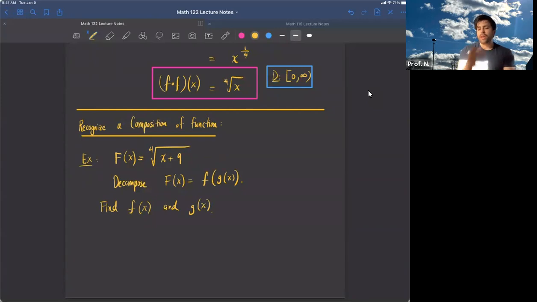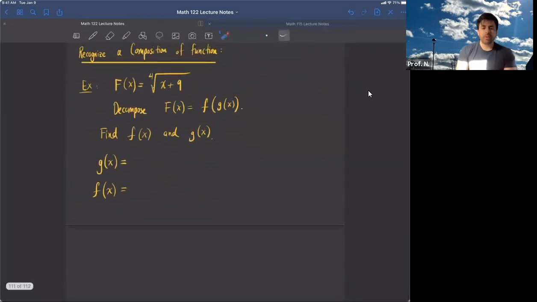So does anybody know how we can do that? What would be my g function, and what would be my f function, so that when I apply g and then f, I get this result, the 4th root of x plus 9. And the thing is, the answer to this, the functions that you put here, there's not just one pair. There could be more than one pair that work. So it depends upon how you see it. So does anybody have an idea as to how we can decompose this?